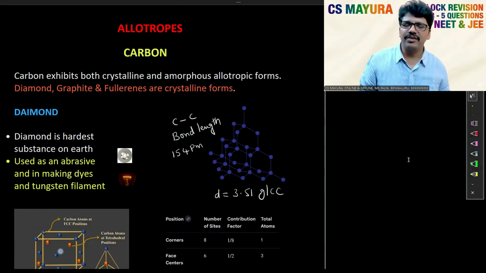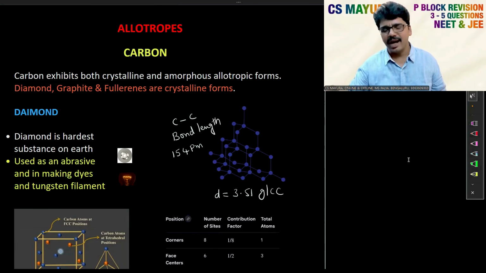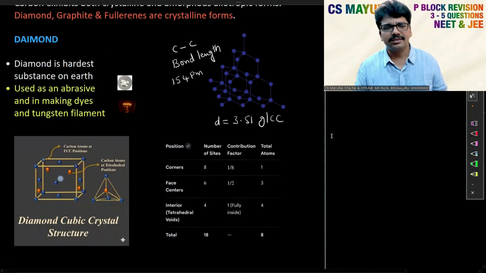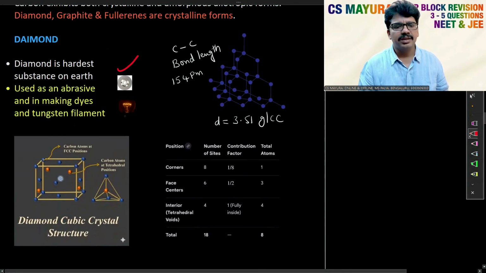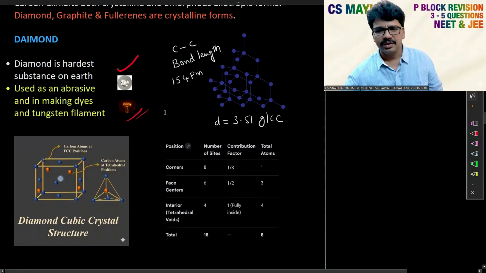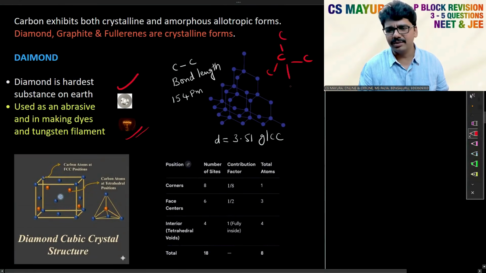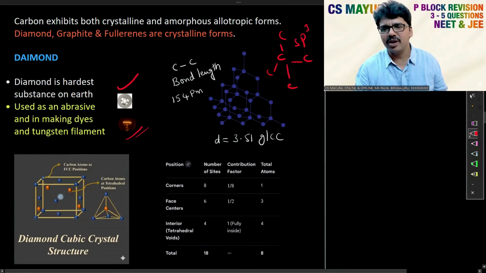The crystalline allotropic forms are diamond, graphite, and fullerenes. First I am coming to diamond. Diamond is the hardest substance on the earth. We know that. Because of its hardness, it is used as an abrasive, and it is used in making dyes and making tungsten filaments. These are the applications. Now, this is the diamond structure. One carbon is bonded with 4 other carbon atoms. All valence electrons are involved in bonding.